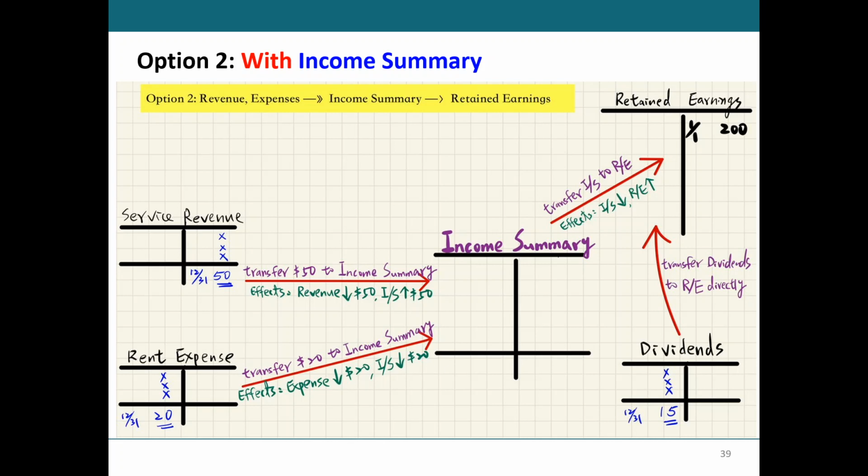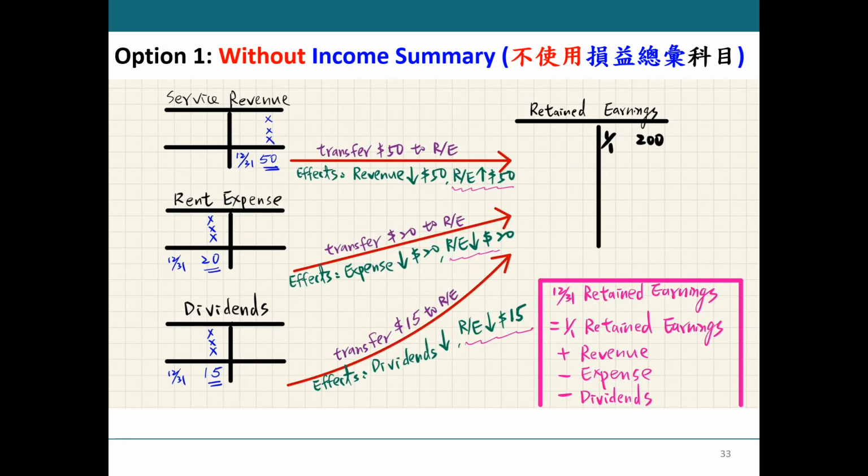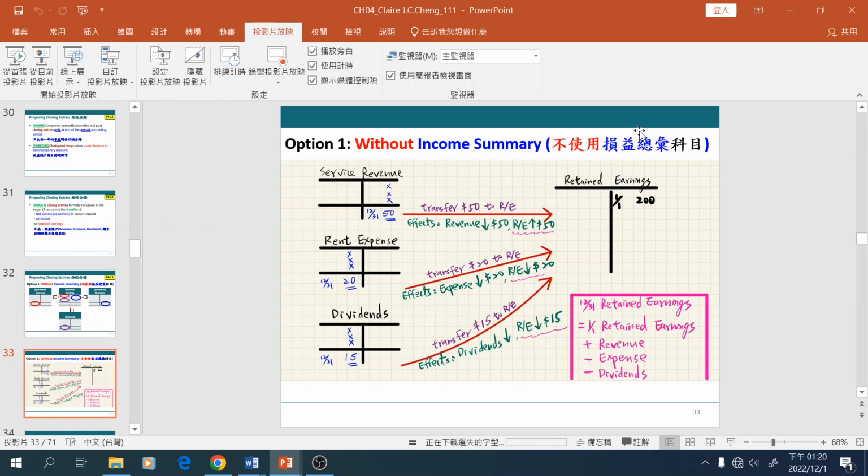So this is another option, depends on you. You can use income summary to get the revenue and expenses number first, then transfer it to retained earnings. Or you could choose the method we used last week. What's that? Just transfer revenue, expenses, dividends to retained earnings directly. So depends on you. It's okay. If you want to make it simple, maybe transferring directly to retained earnings is simpler for you. Okay, so here I just told you another option like this.